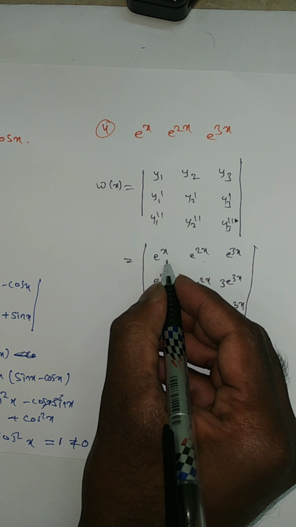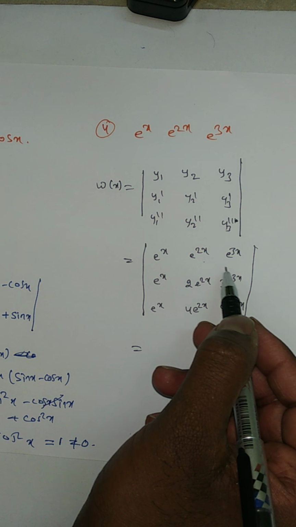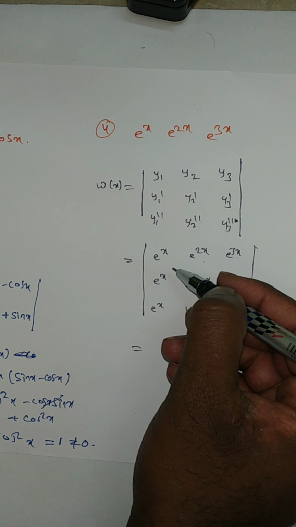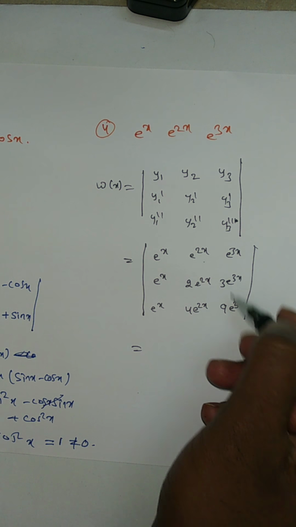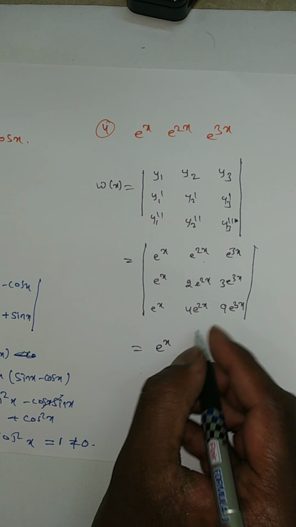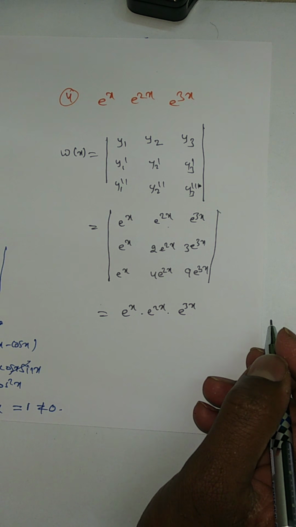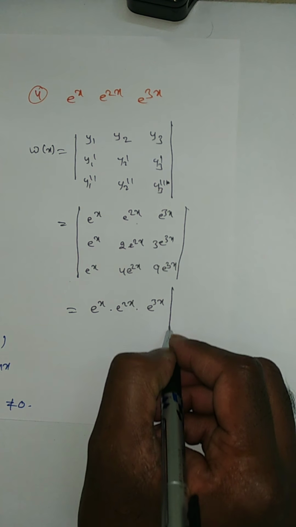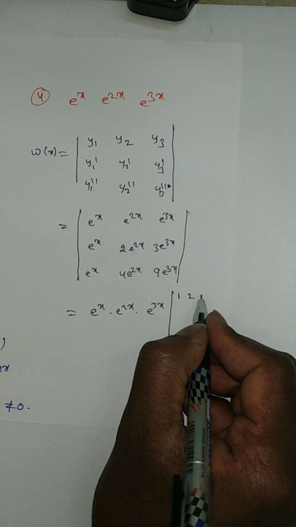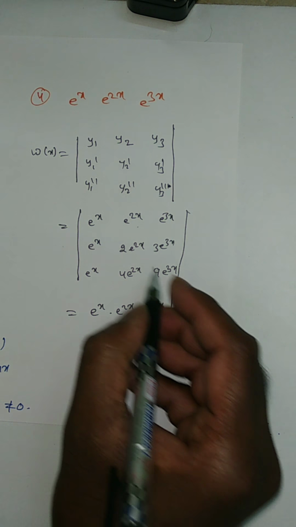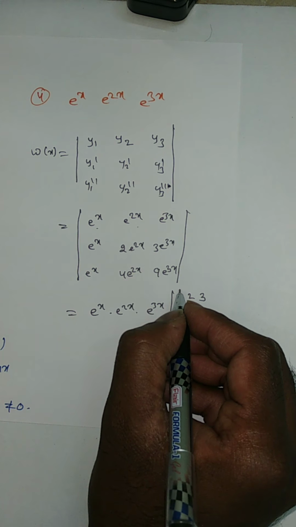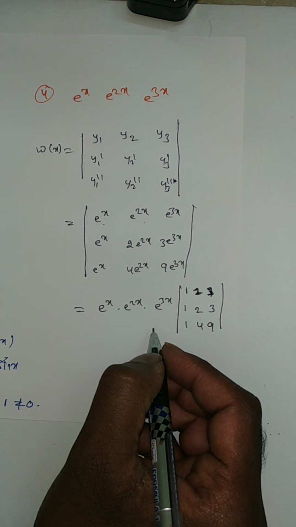Now what can I take common from these all? Instead of expanding the determinant directly, it is better to first observe that each column has a common term. The first column has e to the power of x, the second column has e power 2x, the third column has e to the power of 3x. If I take these common, then the determinant has first row 1 1 1, second row 1 2 3, third row 1 4 9. Now we need to find the determinant for this.